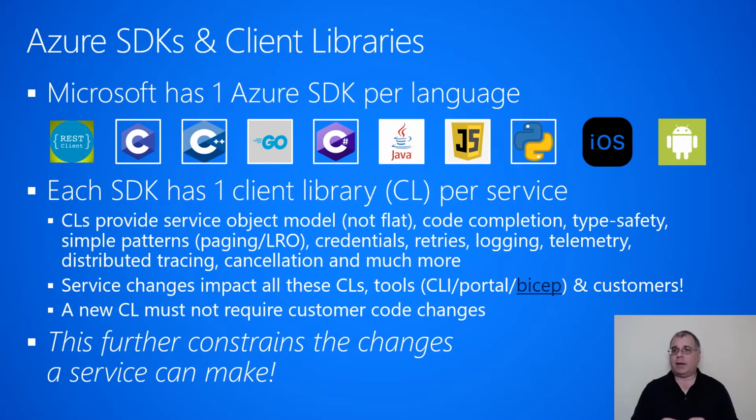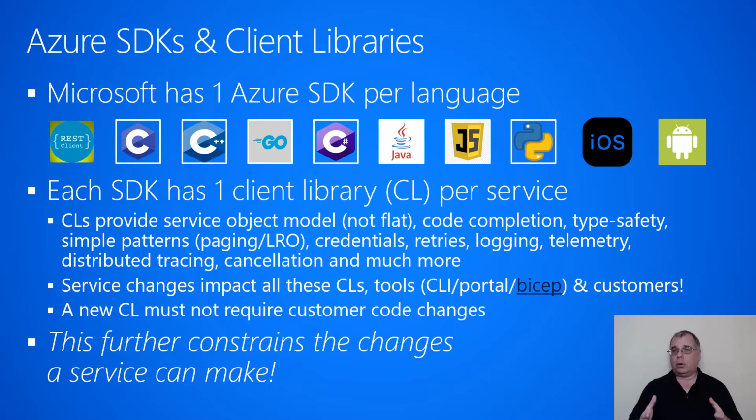So they really provide a lot of features over just making raw HTTP requests from a client application. When a service changes its APIs or its parameters or its payloads, well, that of course changes the API contract of the service. And then it affects all these client libraries that have encapsulated that contract as part of the API surface area. And then if that changes, that affects all the customers that are using these client libraries.